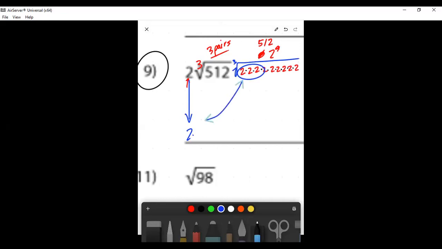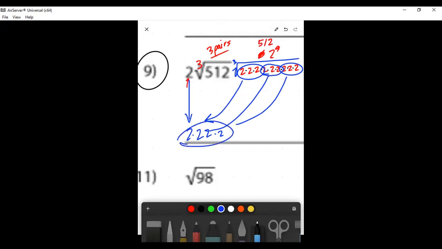So I'm going to bring out another 2. And then here's another 3 pair. I'm going to bring out another 2. And then here's another 3 pair. I'm going to bring out the last 2. Now there's nothing left in the house, so the cube root house is gone.